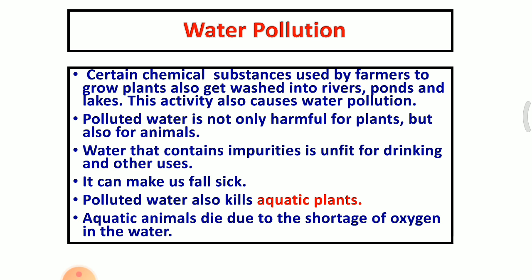There are aquatic plants and aquatic animals. How does it kill them? When the polluted water contains less oxygen, aquatic animals die due to the shortage of oxygen in the water. So this is called water pollution. Please avoid water pollution.